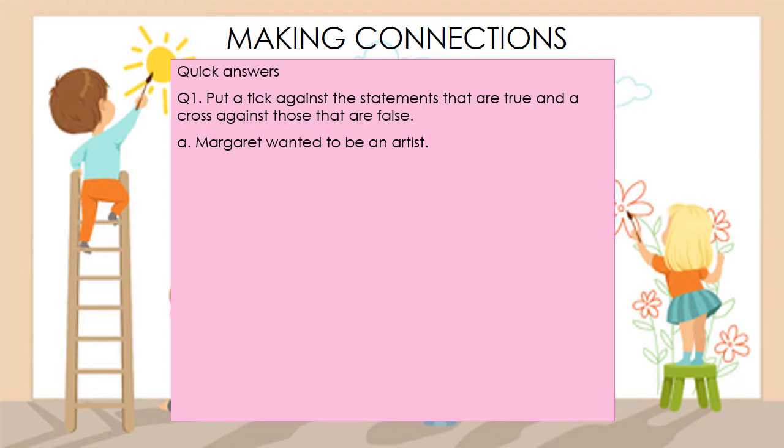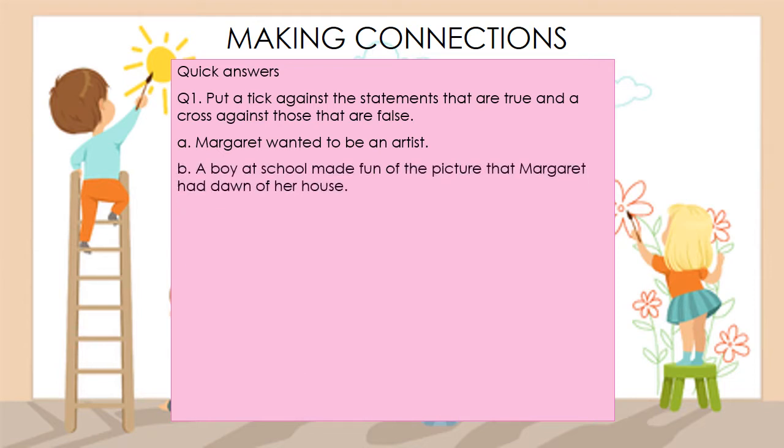Yes, this is a correct statement. She wanted to be an artist. B. A boy at school made fun of the picture that Margaret had drawn of her house. No, this is false. Why? She had drawn the picture of Tippity Witchett's house, not her house. So that's why this statement is wrong.